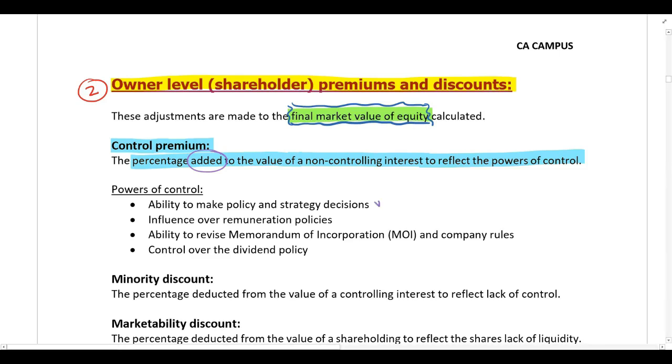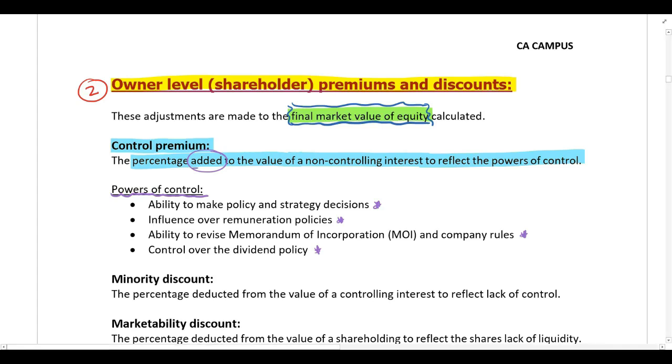You can make policy and strategic decisions. You can influence remuneration policies. You can revise the memorandum of incorporation and the company rules. And you can also control the dividend policy of the company. So these are the powers or the benefits of having a controlling interest in a company. So if you are buying a controlling interest in a company, you need to be prepared to pay more for that because you have these powers of control or the advantages of control.